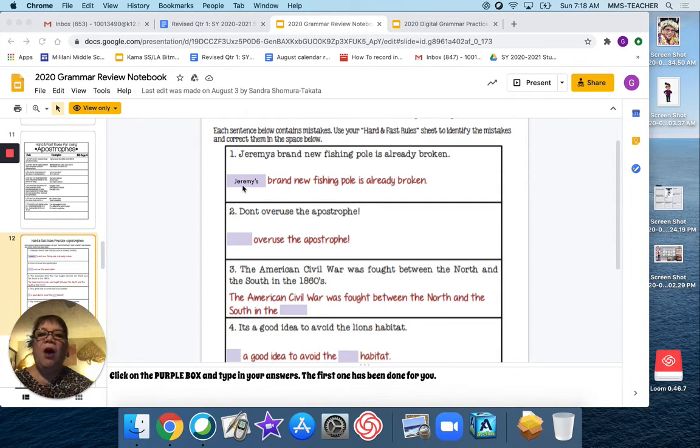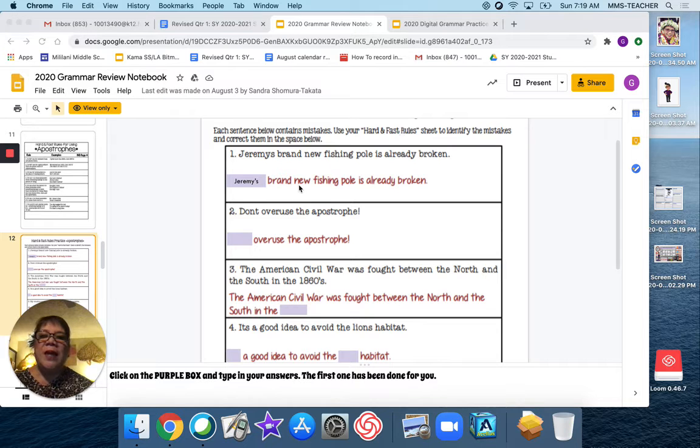So it's missing a word here. You're going to type in the correct way of writing that apostrophe. So it says Jeremy's brand new fishing pole is already broken. If you look at that, the correct way to write it is Jeremy apostrophe S.